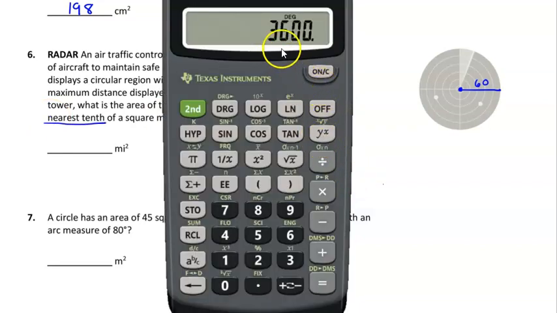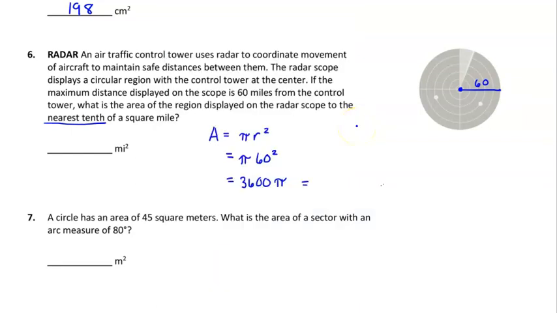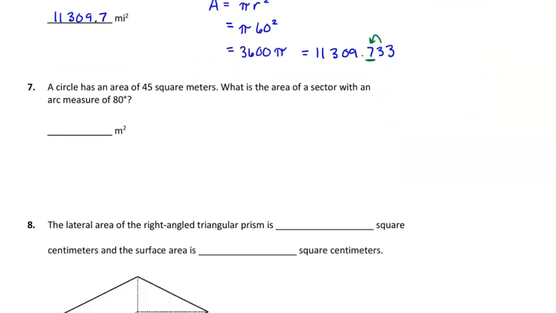If not, and they ask you to round, like in this question, it says round to the nearest tenth. And so we're going to do 3,600 times pi. Make sure you use your pi button unless they tell you not to. And make sure you hit equals. And I get 11,309.73. And then they asked us to round to the nearest tenth. 3 is not going to change that 7, so that's just going to be 11,309.7 miles squared. All right, looking at number 7.